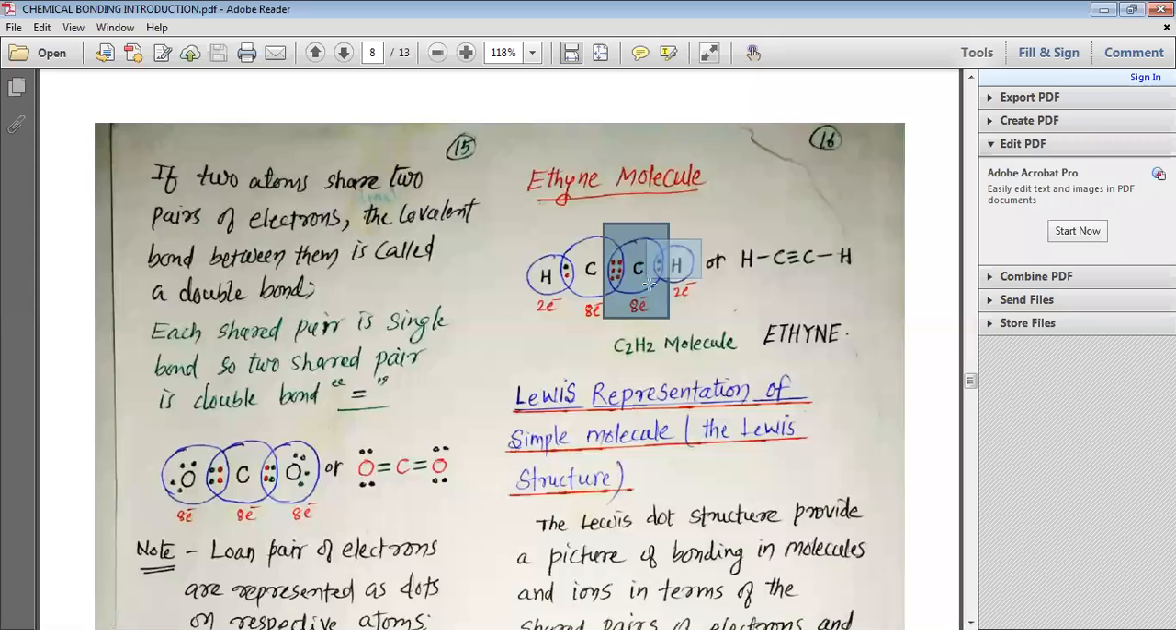You can easily see that. This hydrogen has got 2 electrons, this hydrogen has got 2 electrons, and this is how there is a triple bond between the 2 carbons, which is represented by 3 dashes. These 3 dashes represent these 6 electrons. This dash represents these 2 electrons, and this dash represents these 2 electrons, and this is how we represent the covalent bond, my dear students.